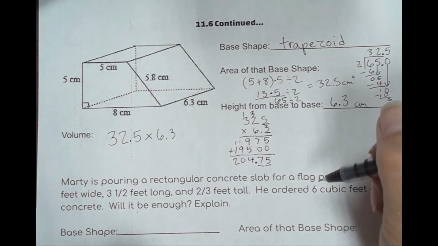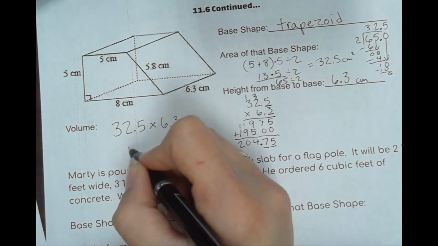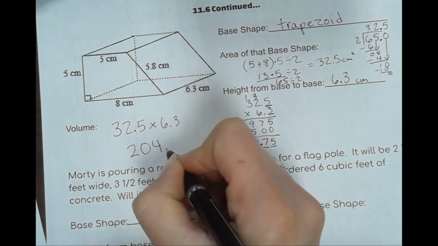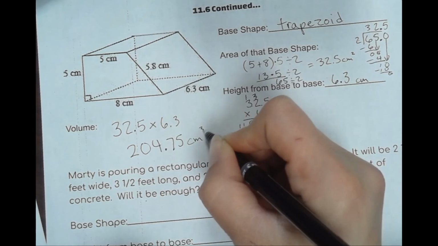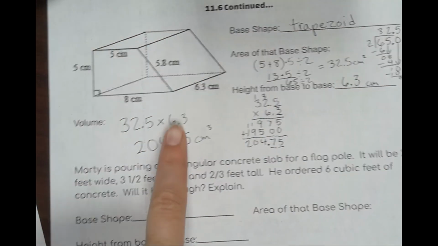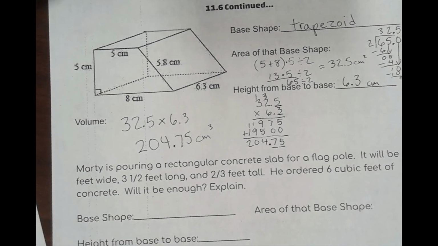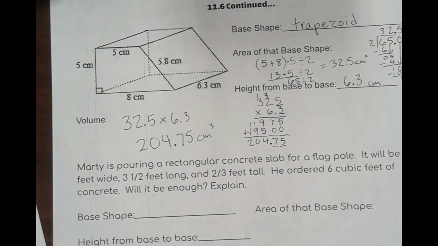That gives us 204.75. We're dealing with centimeters, now we're in volume. That would be cubed because we times by another measurement of centimeters. Okay, if you can find the area of any of these base shapes, which is why we spend so much time learning how to find those areas, you can find the volume and the surface area rather easily.